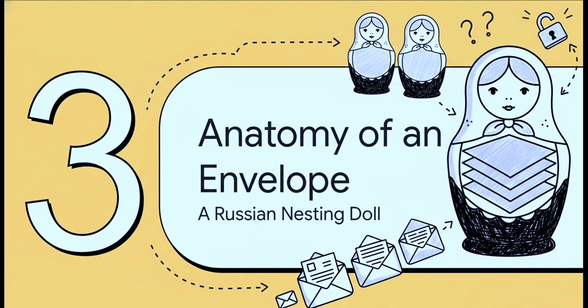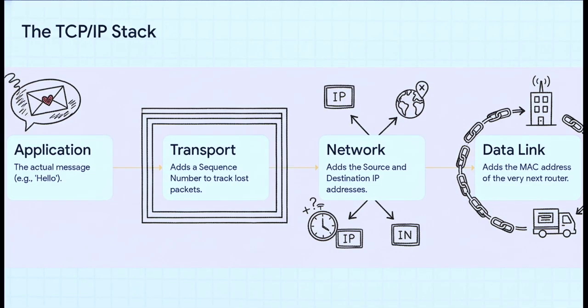Okay, so we've got the postal system analogy down. But what's actually written on these digital envelopes? A data packet is more than just the message. It's kind of like a Russian nesting doll, with layers of information wrapped around other layers of information. This whole process is called encapsulation.